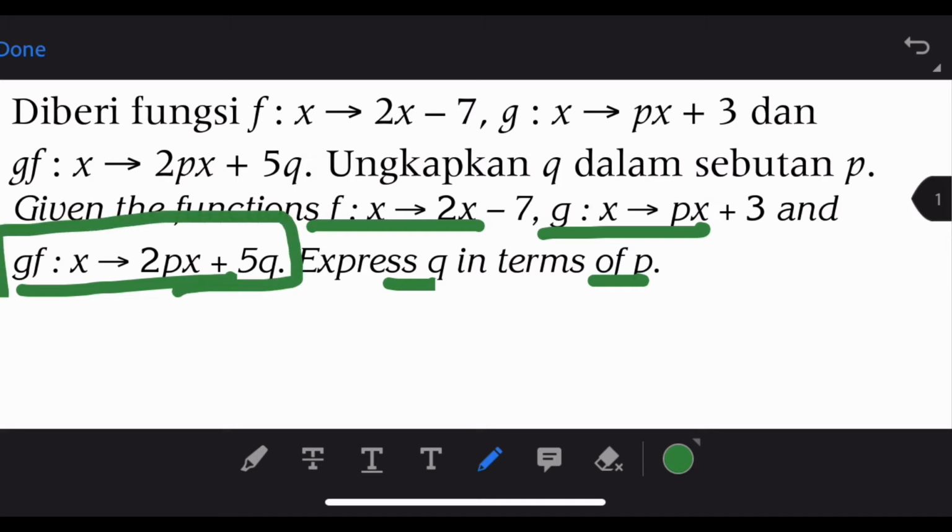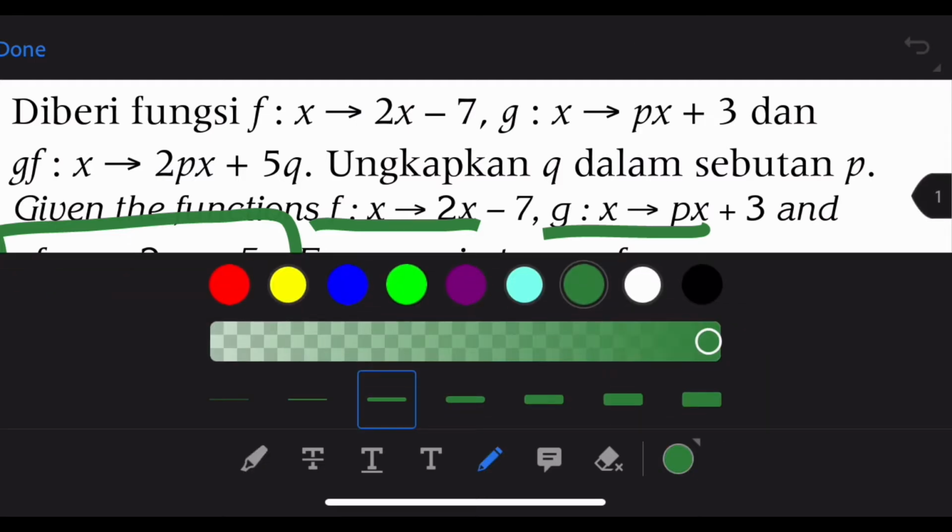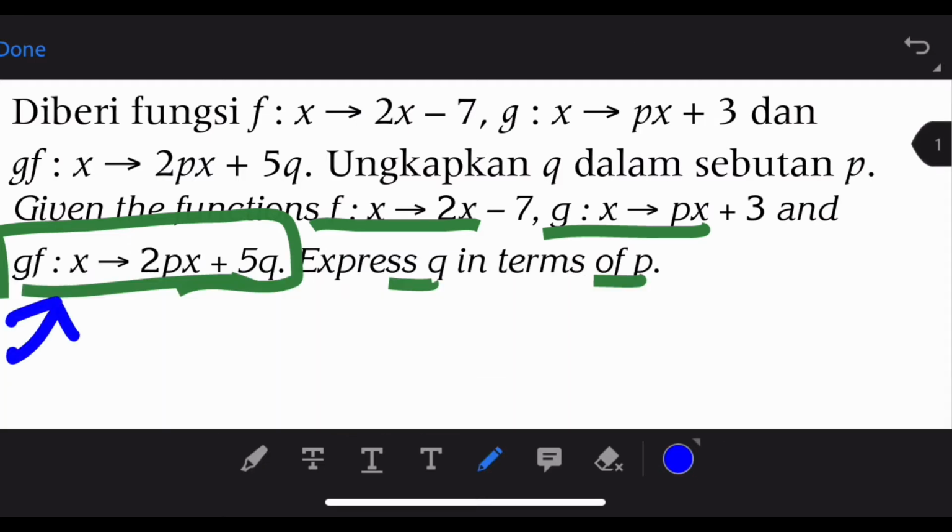We don't look at this one, we do it on our own. Alright, then only we will do the comparison. That's how you do it. We don't start from this one, because if you start from this one, you will get stuck. So we start from this one.